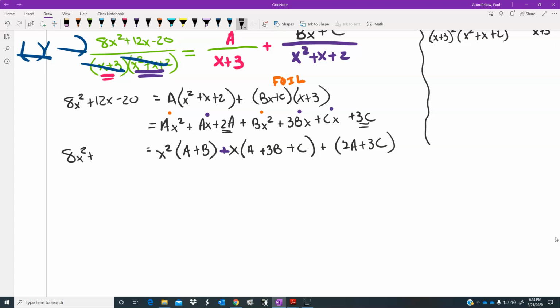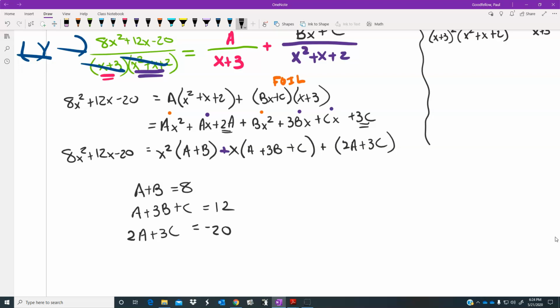8x squared plus 12x minus 20 is still left over on the left. And the squared term would give you A plus B is equal to 8. Then there would be a middle one of A plus 3B plus C is equal to 12. And then finally 2A plus 3C is equal to negative 20.